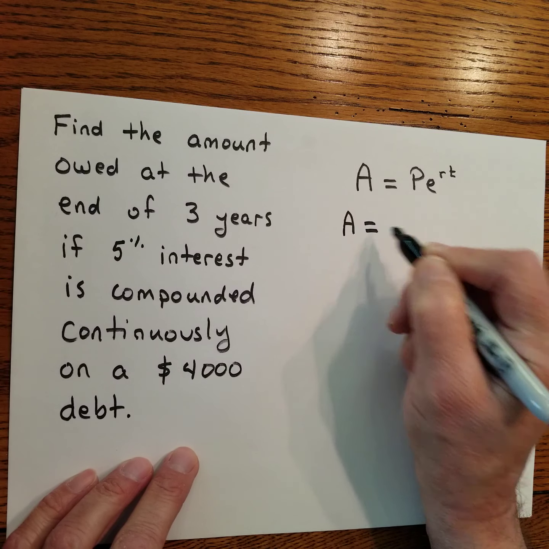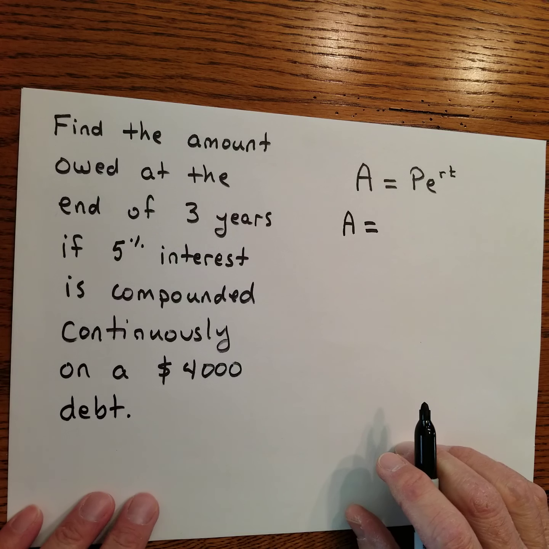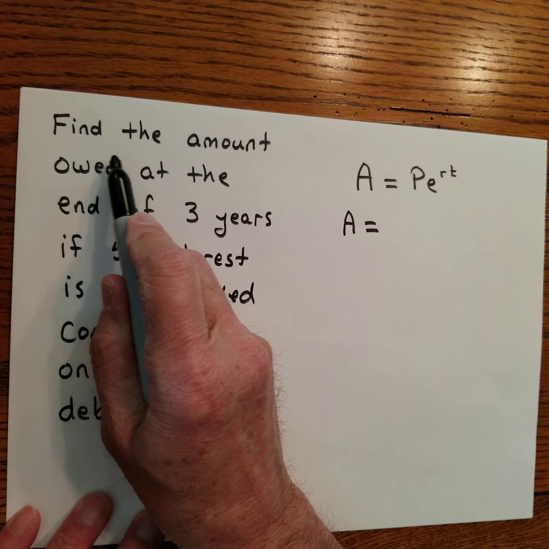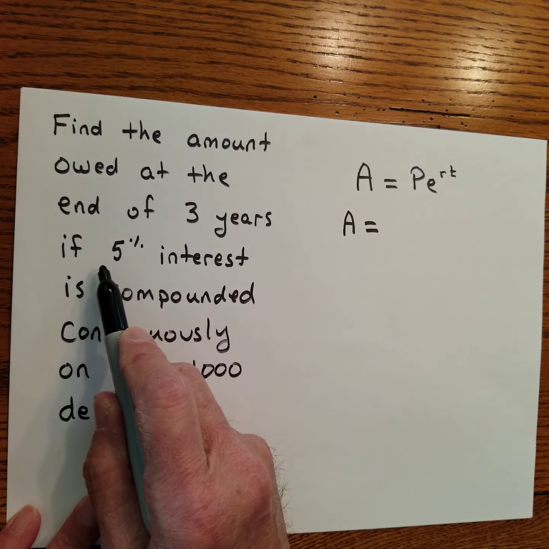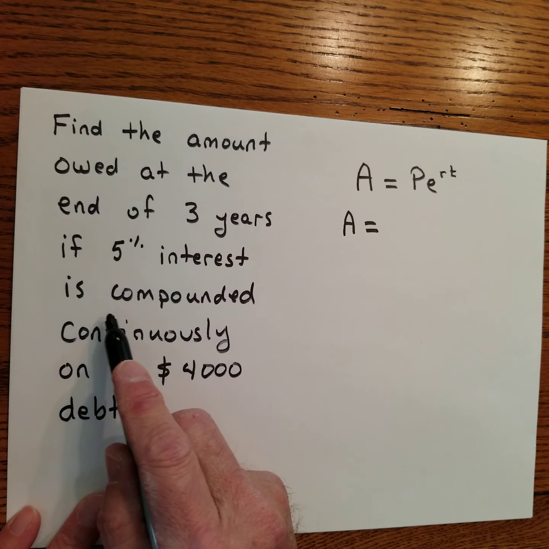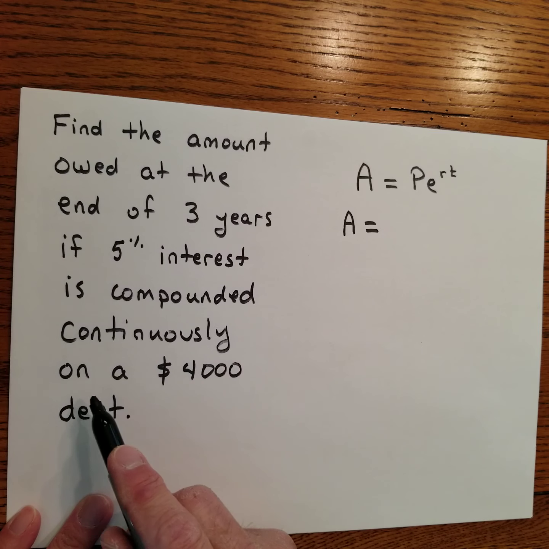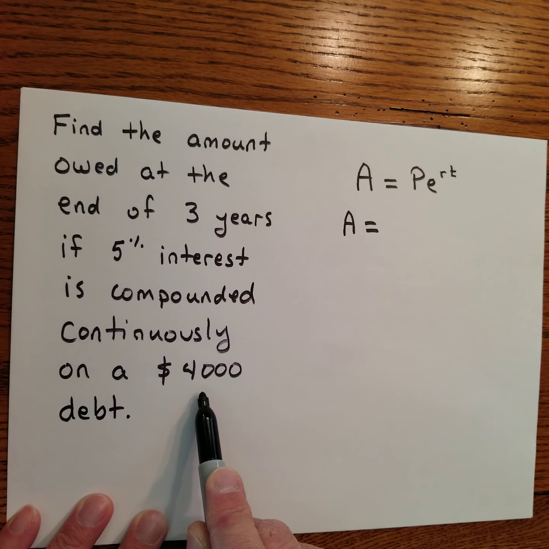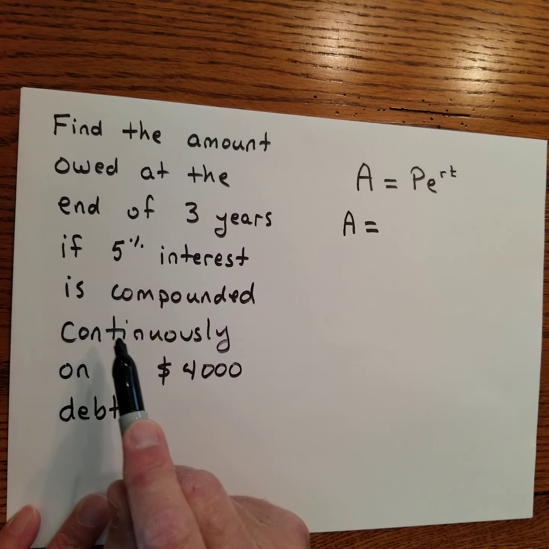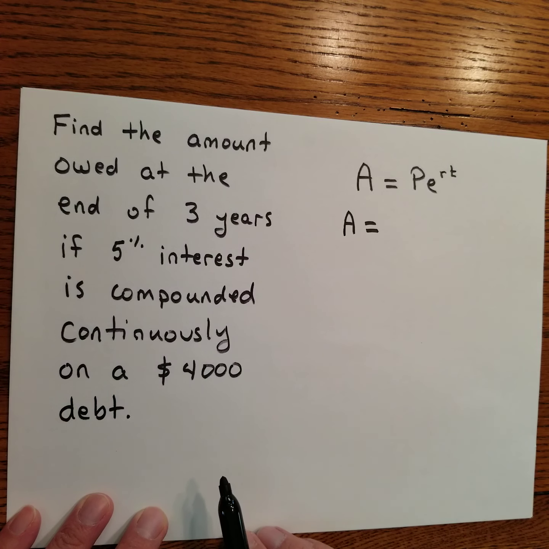A is the amount of money we'll have, or the amount of money owed at the end of the problem. Find the amount owed at the end of 3 years if 5% interest is compounded continuously on a $4,000 debt. How much money is owed after 3 years if you borrowed $4,000 and you have to pay it back at 5% interest compounded continuously? Let's try it.